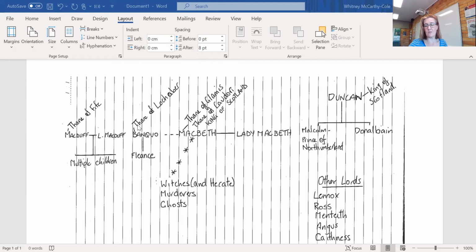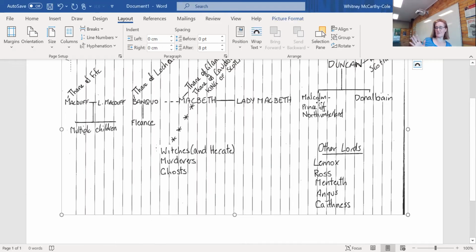And then over this side, of course, we have King Duncan, who you can see actually sits higher on the page because he's our highest ranking character at the start, with his two children. And then just because we know that there are other characters who are significant, but who aren't necessarily of equal rank or of equal social standing, we've included them elsewhere.